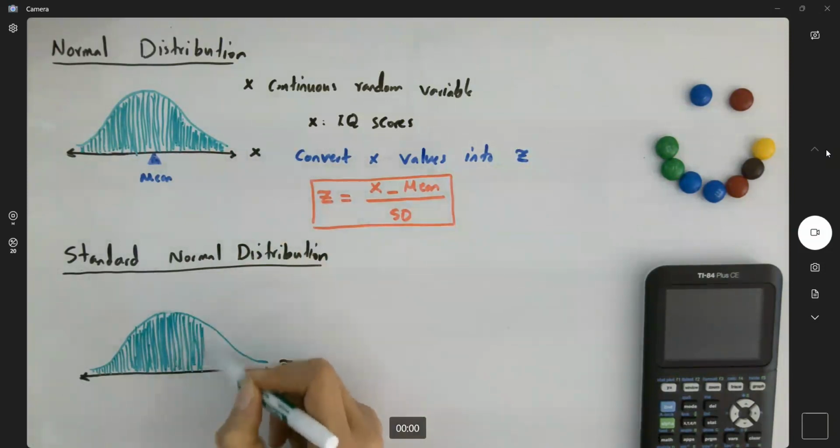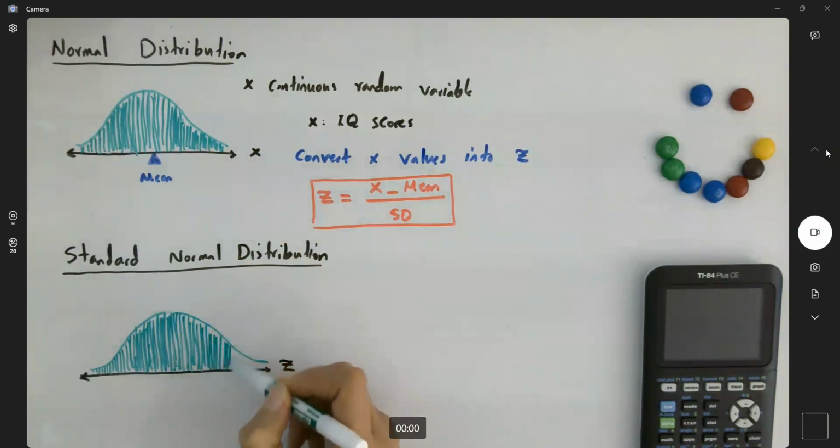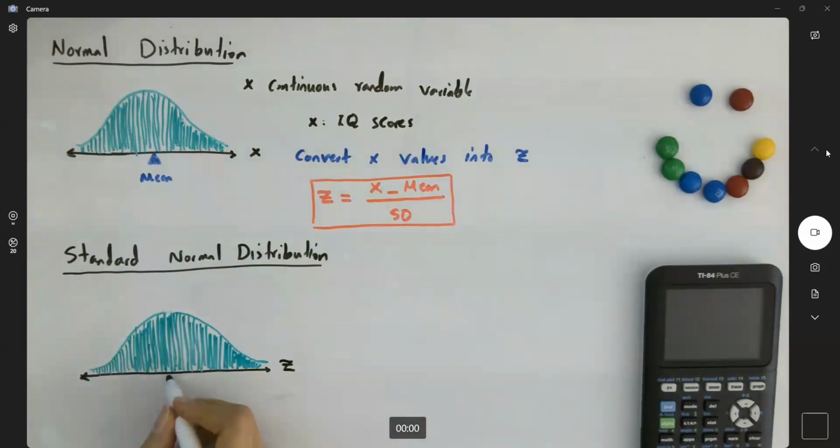But the name of this guy, since we change x values into z values, is called standard normal distribution. The mean is going to be 0. The balancing point is 0, and the standard deviation is 1.